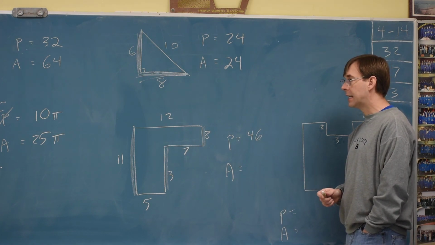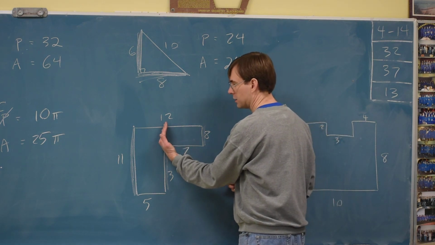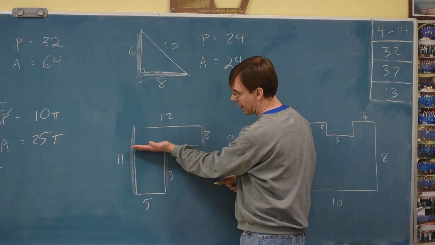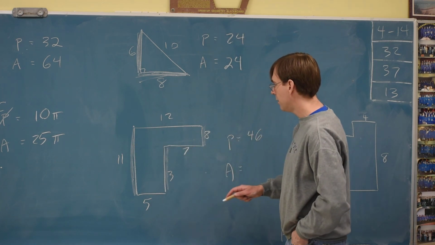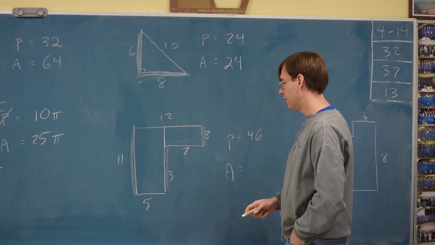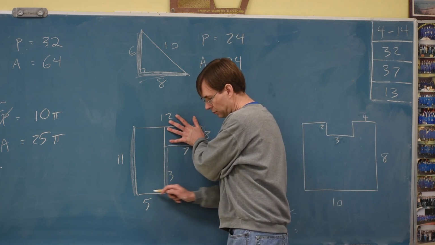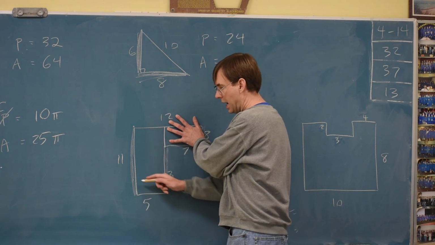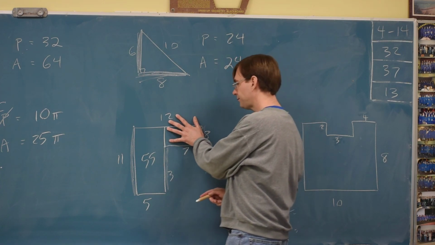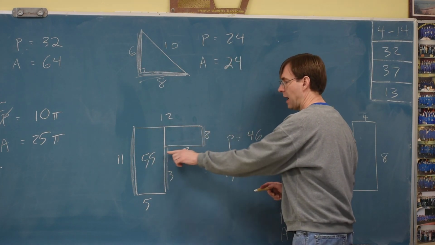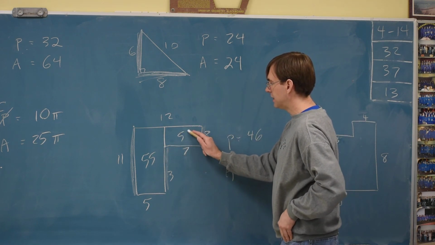For area, you need to cut it into two pieces. It's up to you if you want to put a cut this way or put a cut that way. They'll both get you the same answer, but you do want to just cut it one way or another. I'm going to cut it that way for now. For this part of the space, it's 5 wide, it's 11 high. 5 times 11 gets me 55. For this part of it, it's 7 wide, it's 8 high. 7 times 8 is 56.